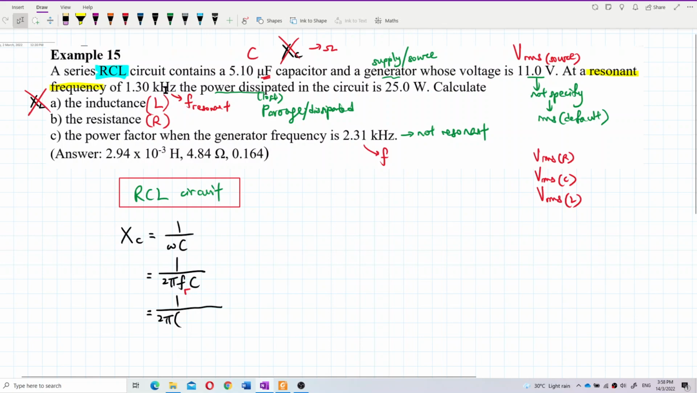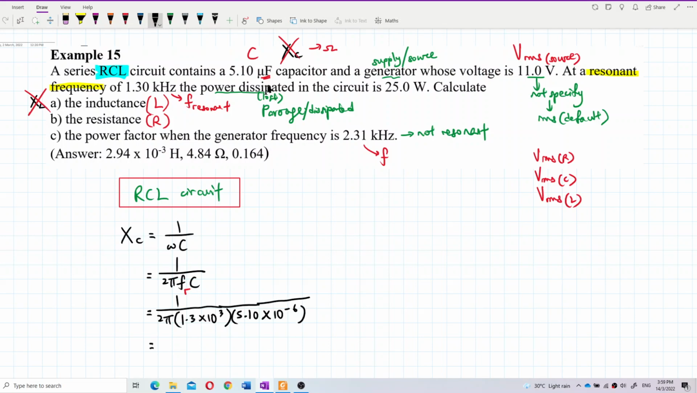Kilo needs to change to exponent 3. So 1.3, kilo is exponent 3. Change to SI unit. Then the capacitance is 5.1 microfarad. This one also needs to change: micro is exponent negative 6. And then this one becomes farad already.